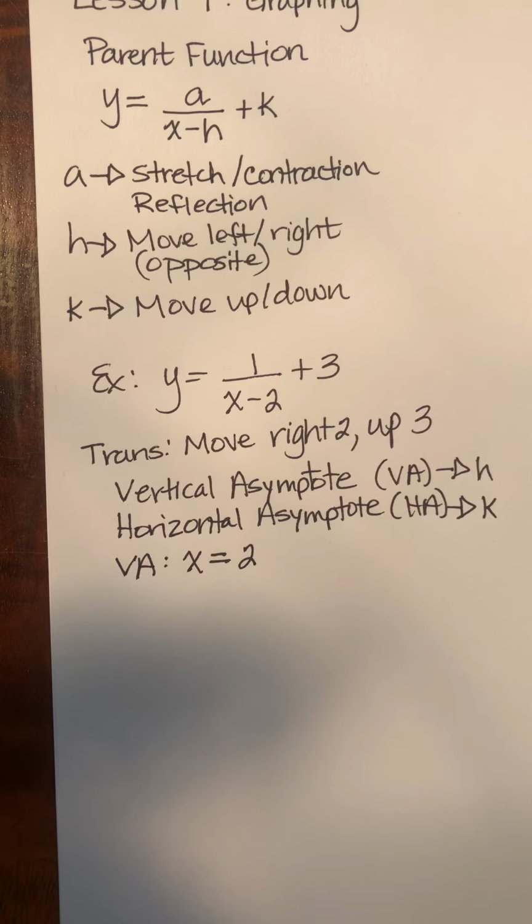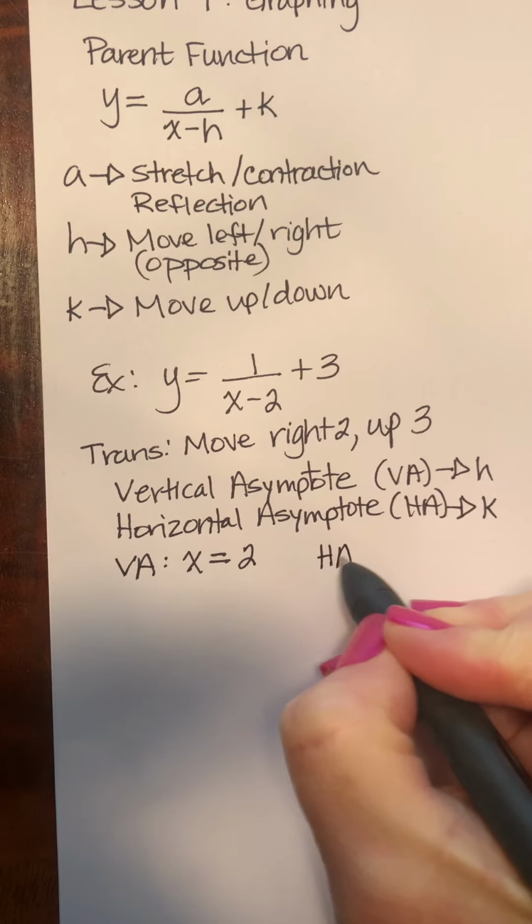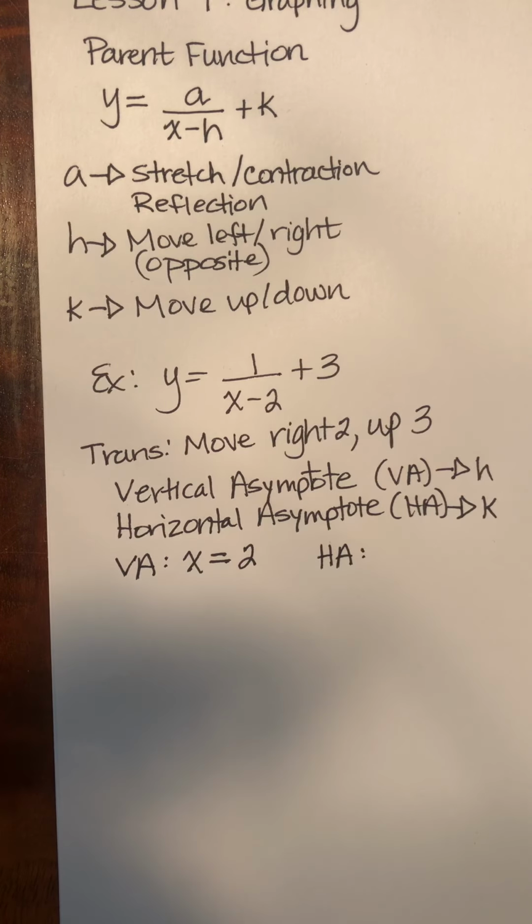But right now, I just want you to be able to identify it. And then the horizontal asymptote is going to be just like that, except it's going to be in the form of y equals a number, and it's going to be the k. So in this case, that's going to be 3. And remember, we do not change that one.